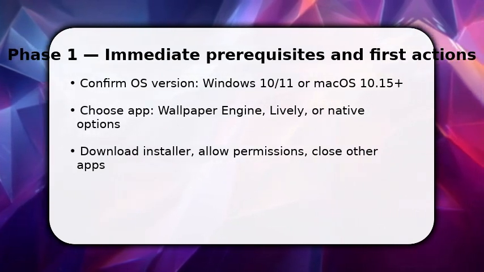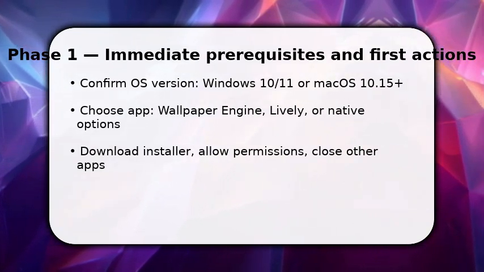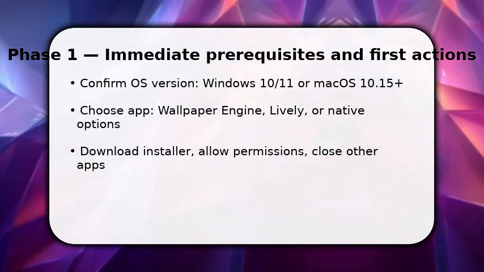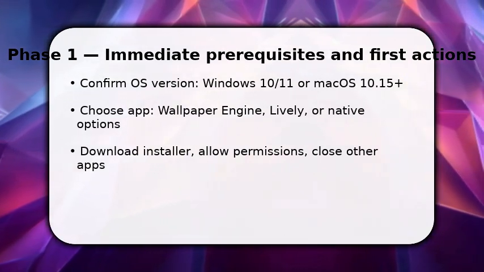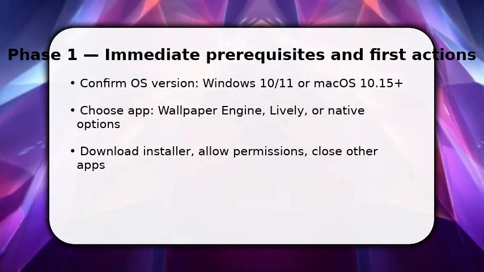Make sure to close heavy apps first so installation is smooth. You'll see options for default install locations and optional plugins. Choose defaults unless you need a custom path. This first step gets the core software ready, so subsequent configuration focuses only on selecting and applying your live wallpaper without interruptions.